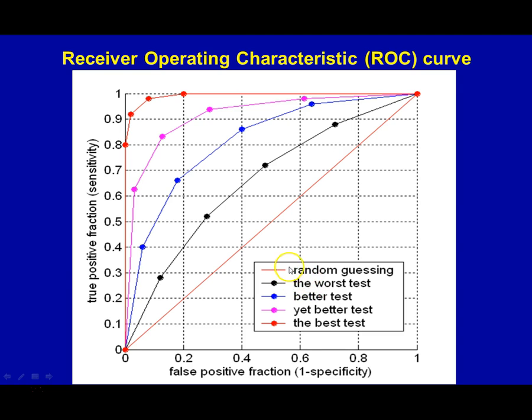This is also shown in this graph, in which we show the effect of random guessing, the worst test, a better test, a yet better test, and the best test, with the highest area under the curve and a sensitivity and specificity close to 1.